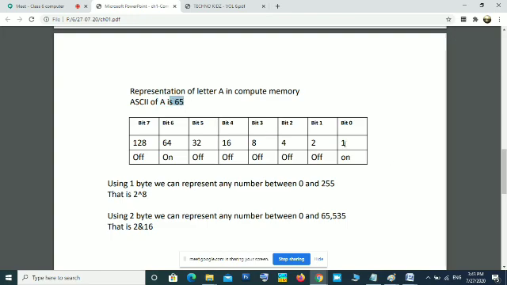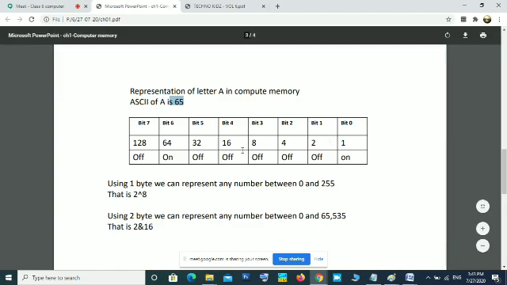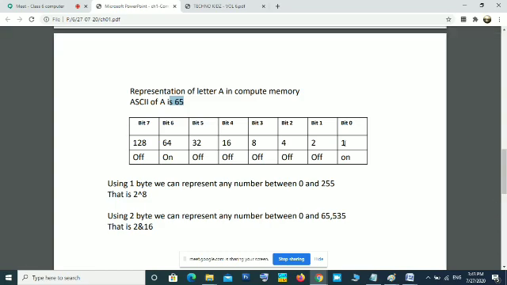How will it be stored? Here you can see, it will take 8 bits. Each bit has an assumed value inside your memory. Bit 0 will be 1, bit 1 will be 2, bit 2 will be 4. That is, it will double: 1, 2, 4, 8, 16, 32, 64, 128, like that. After that it will check the number. Here 65. To get 65, which bits do you need to add? For example, 64 and 1 you need to add to get 65.